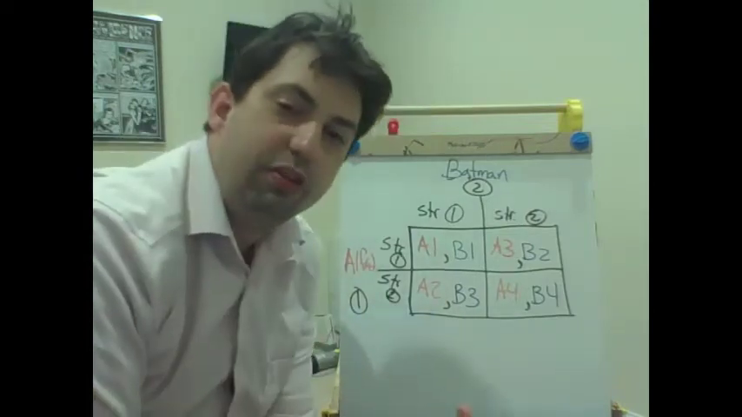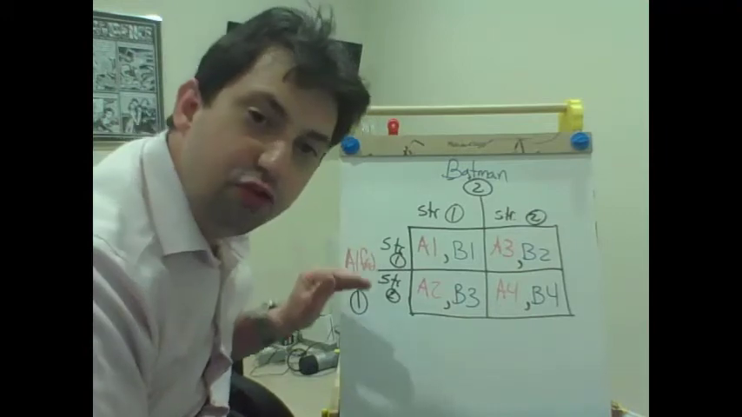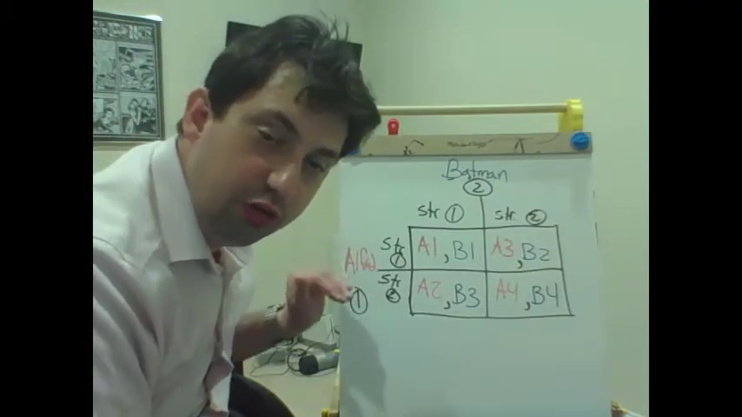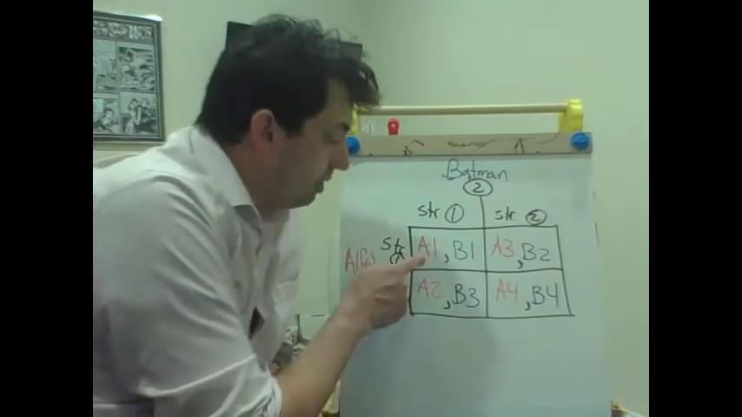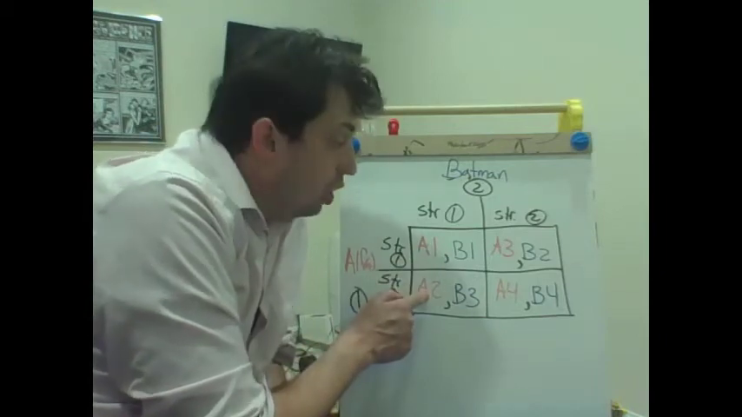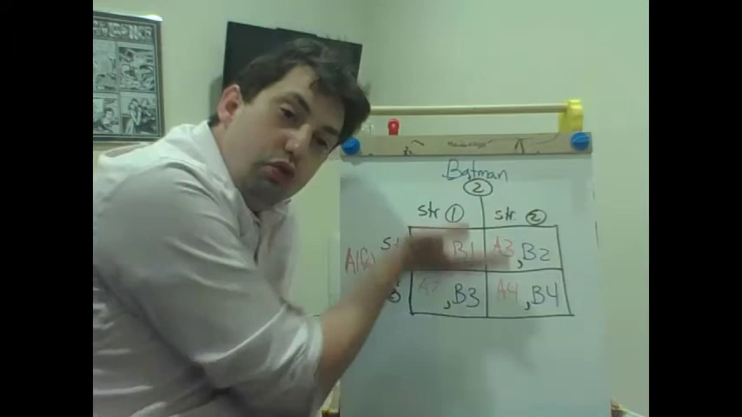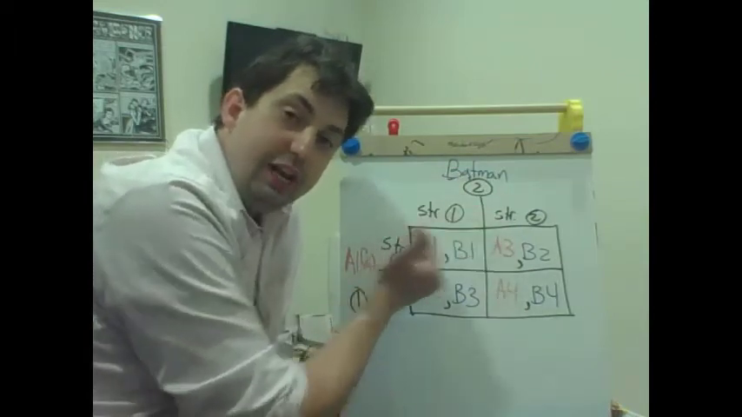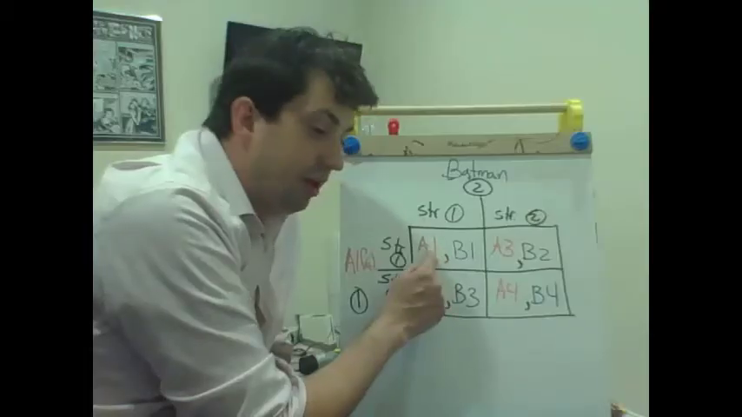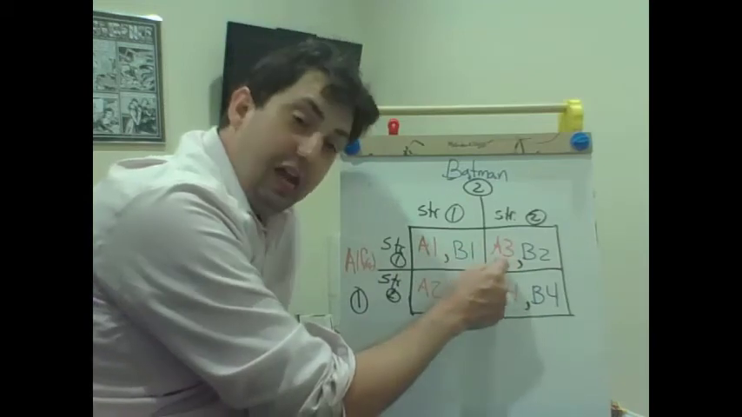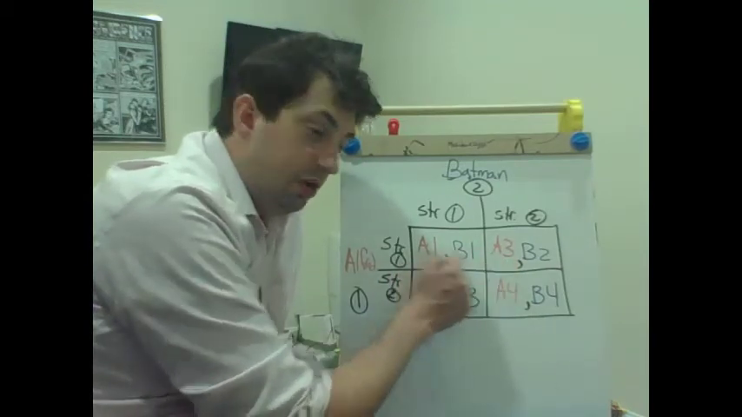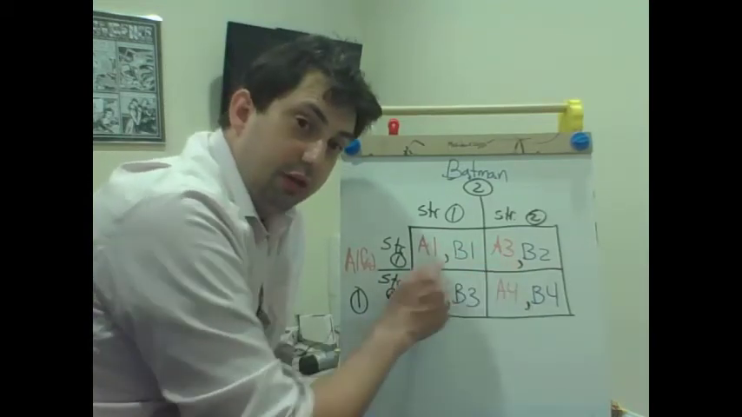What this means is that when Alfred is trying to choose which strategy he's looking to do, he is going to compare A1 and A2, or A3 and A4, because he can choose the row. He cannot choose the column. You will never compare A1 to A3.